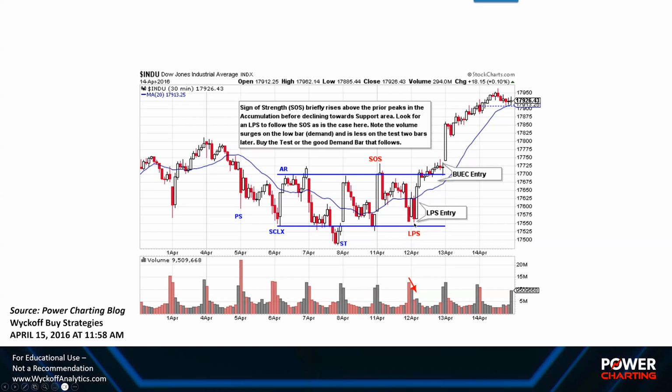And then a test occurs thereafter. Look at this beautiful demand bar that follows, which is the test of these two prior lows. This is the place, in my estimation, to get busy, to start to participate on strength off the LPS low. The backup, and you can see how beautifully the backup stays at the resistance and holds, cannot go back into the structure. Absorption appears to be complete.